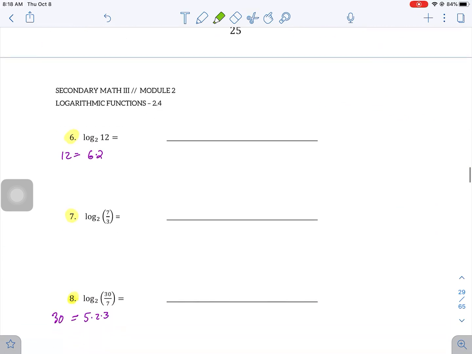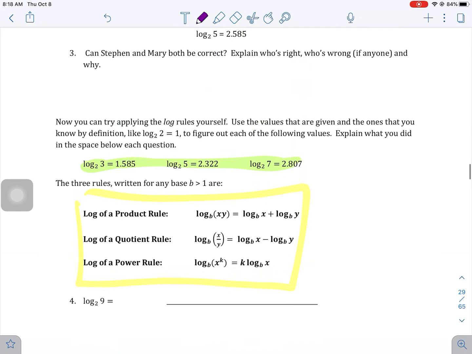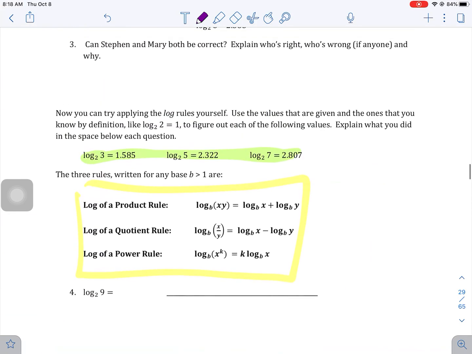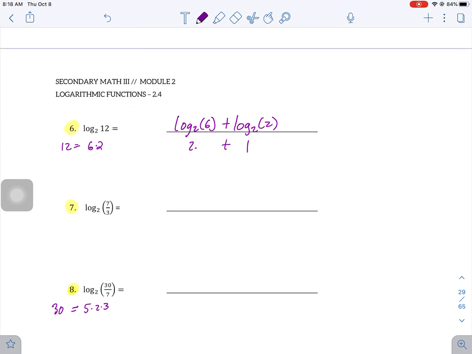So the first one, log base 2 of 12. Well, 12 equals 6 times 2. So this one should be the log base 2 of 6 plus the log base 2 of 2. Okay, well, that log base 2 of 2 is 1, and 6 was given up here, 2.585. And so that will give us an approximation.